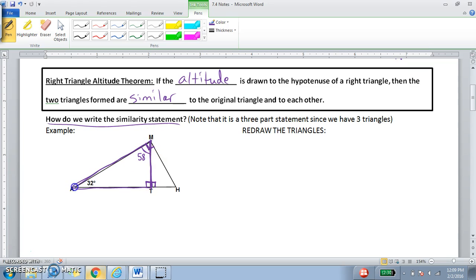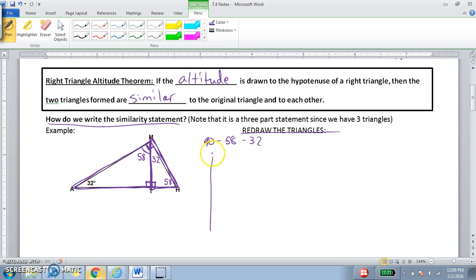If I look at the entire big triangle, I have the same thing. I have a 90-degree angle, I have a 32-degree angle, which would make this a 58-degree angle. And then to find this last angle, if I look at this other smaller triangle, then I have 90 and 58, so the leftover is going to be 32. So I've got three triangles, all with a 90-degree angle, a 58-degree angle, and a 32-degree angle. If I redraw these three triangles so that they're all facing the same way, that's going to help me write the similarity statement. What letters match up with what letters?